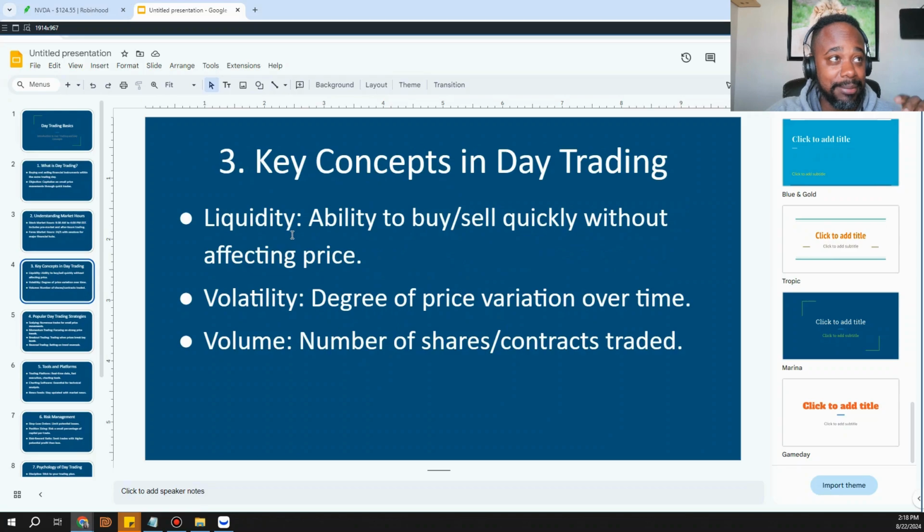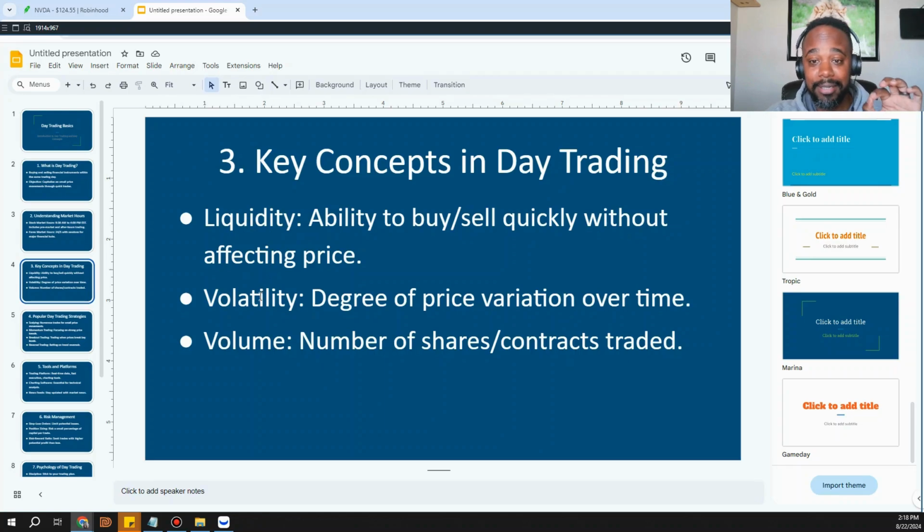Number three, key concepts in day trading: liquidity. I'm sorry, liquidity is the ability to buy and sell quickly without affecting price. Very important. Volatility, degree of price variation over time. And then you have volume, number of shares or contracts traded. All of this is going to be very important. So, in order for your trades to be impactful, you're going to have the money to do it, and then there's going to have to be liquidity in the market. Sometimes you'll hear people talking about penny stocks, and a lot of times penny stocks do not have enough liquidity for people to be profitable.